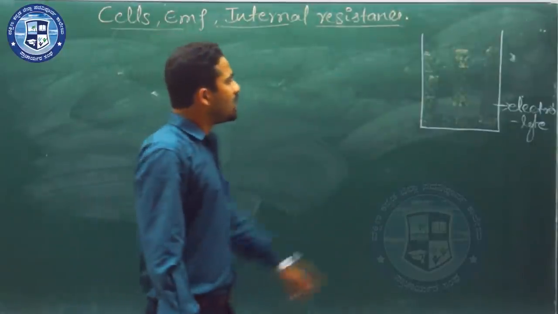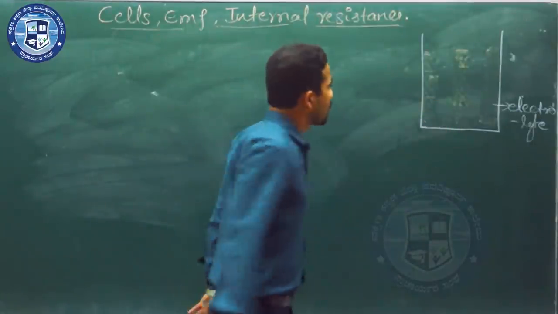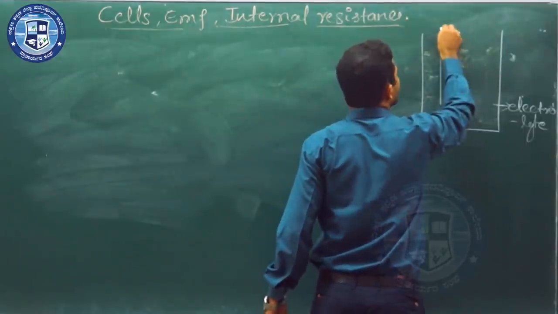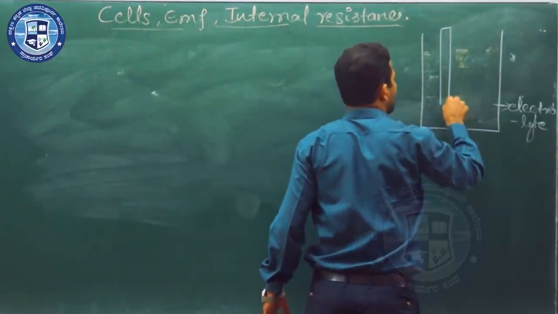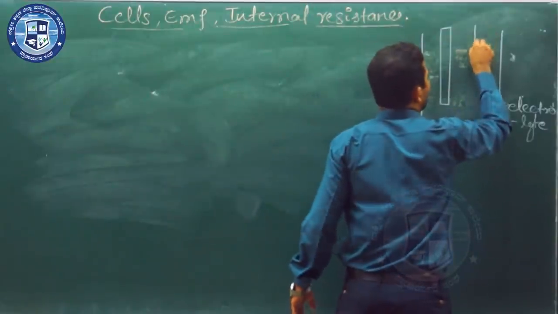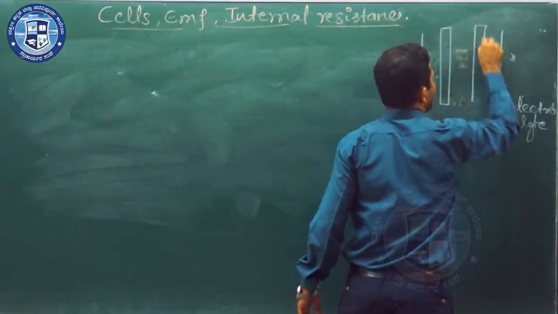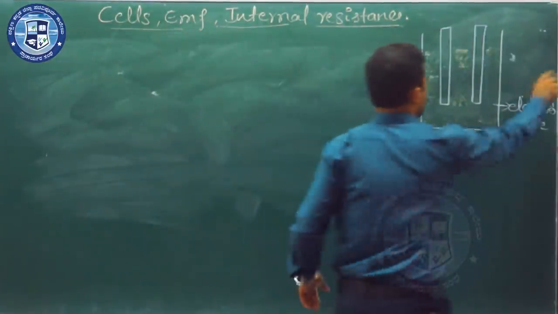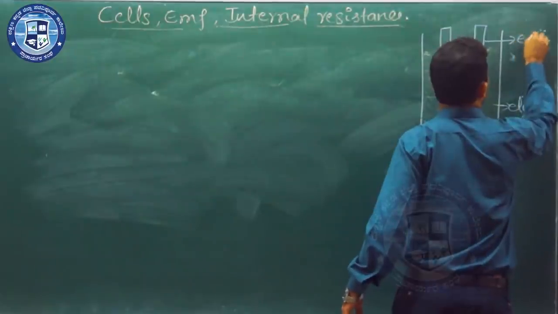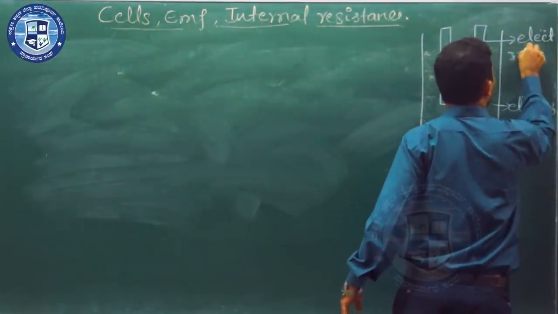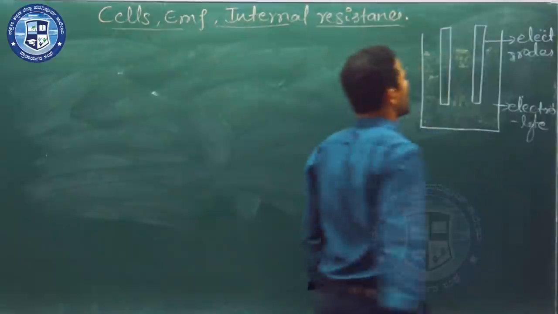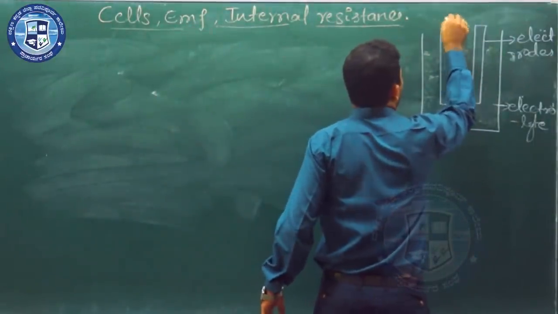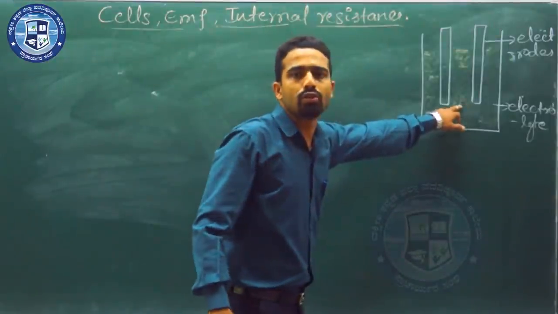Within this electrolytic solution, we have to dip two metals. Two metals are dipping here. These metals are called electrodes. So these electrodes are dipped in the solution.